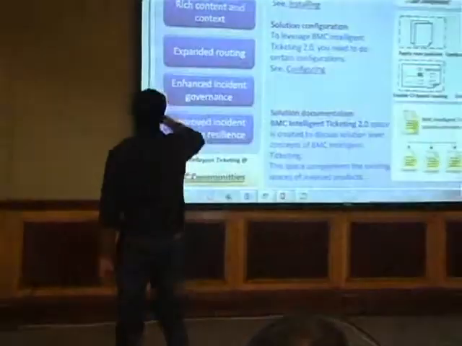We provide you solution implementation, optimized collaboration, rich context, expanded routing, enhanced incident governance, and improved incident creation. I'll tell you how it is good. So by providing you solution implementation, we are giving a solution patch, we are helping you to configure a solution, and we are giving you solution documentation. There is optimized collaboration because of this. There is rich context and content in incidents because of this. There is expanded routing because of this. There is enhanced incident governance because of this, and there is improved incident creation because of this. Do you know what we are selling to you now?